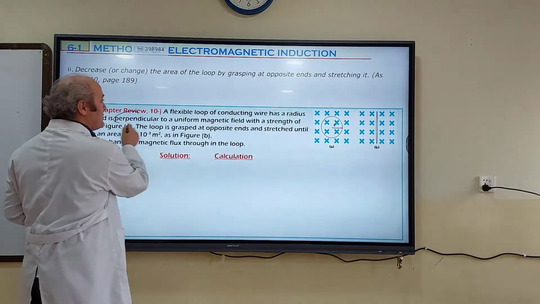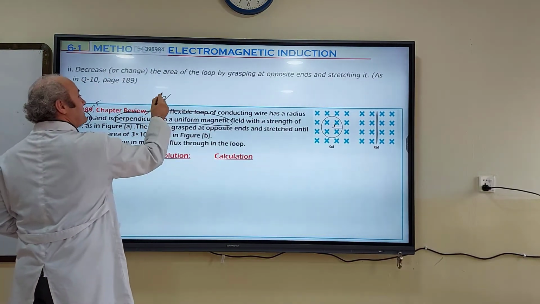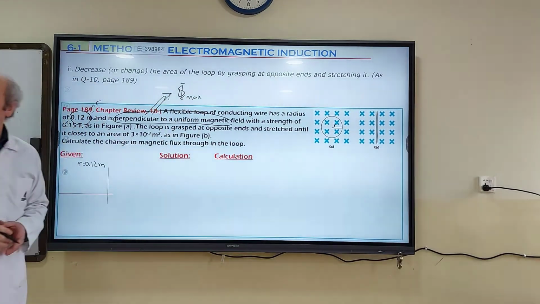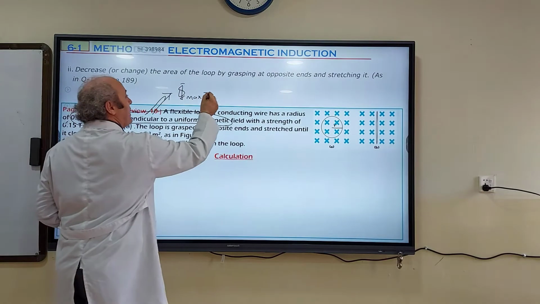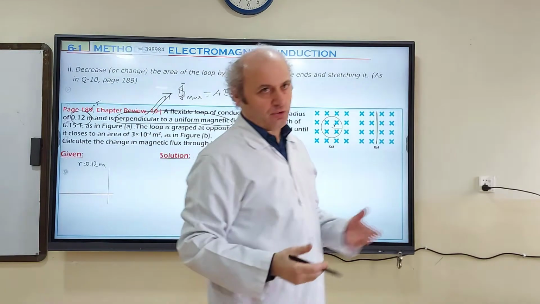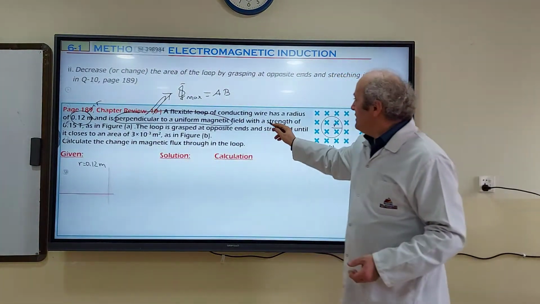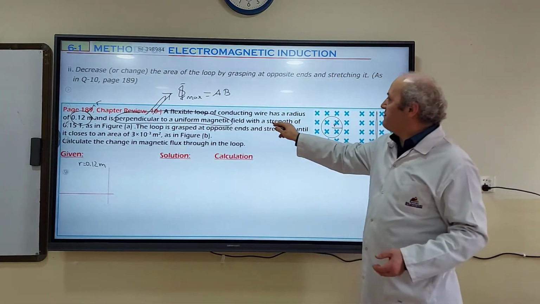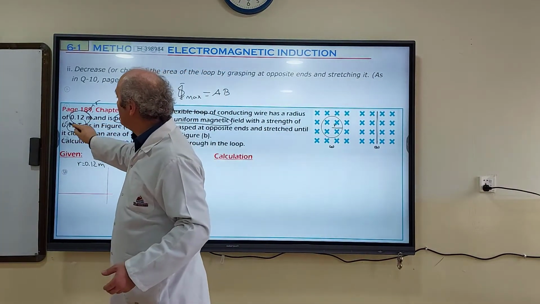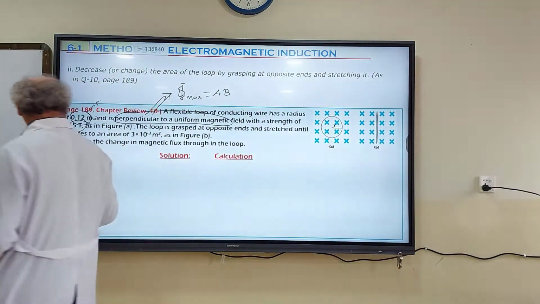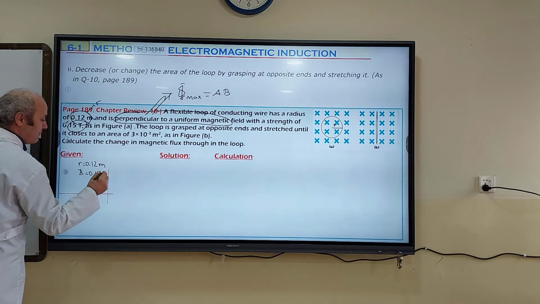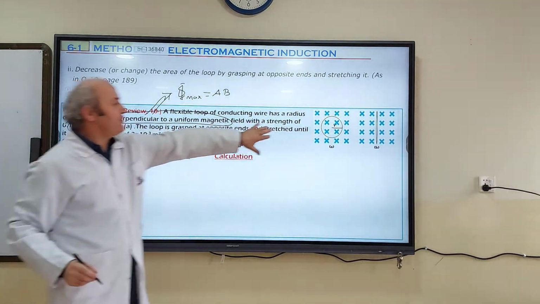As soon as you read this, you are going to say that yes, magnetic flux is maximum. Maximum magnetic flux is measured, and we calculate it by area times magnetic field. No need to use cosine theta, because cosine theta is 1. Perpendicular to a uniform magnetic field with a strength of 0.15 Tesla. So the magnetic field intensity is 0.15. Let's record it here. B is 0.15 Tesla.